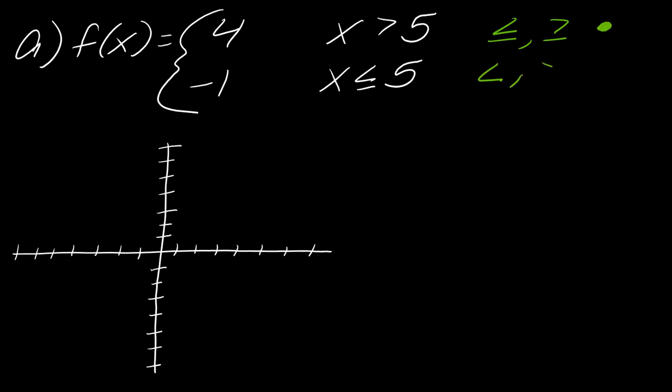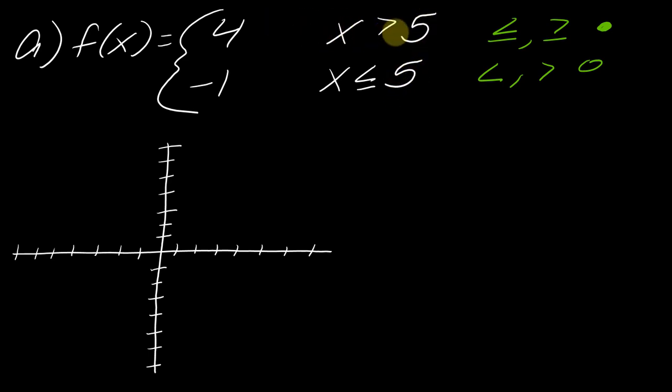When you have less than or greater than, you use an open dot. Now the thing that throws everybody off is that you actually need these dots here. Since I'm going from x is greater than 5 and x is less than or equal to 5, I'm going to have two different dots here at 5. And so let's think about that.